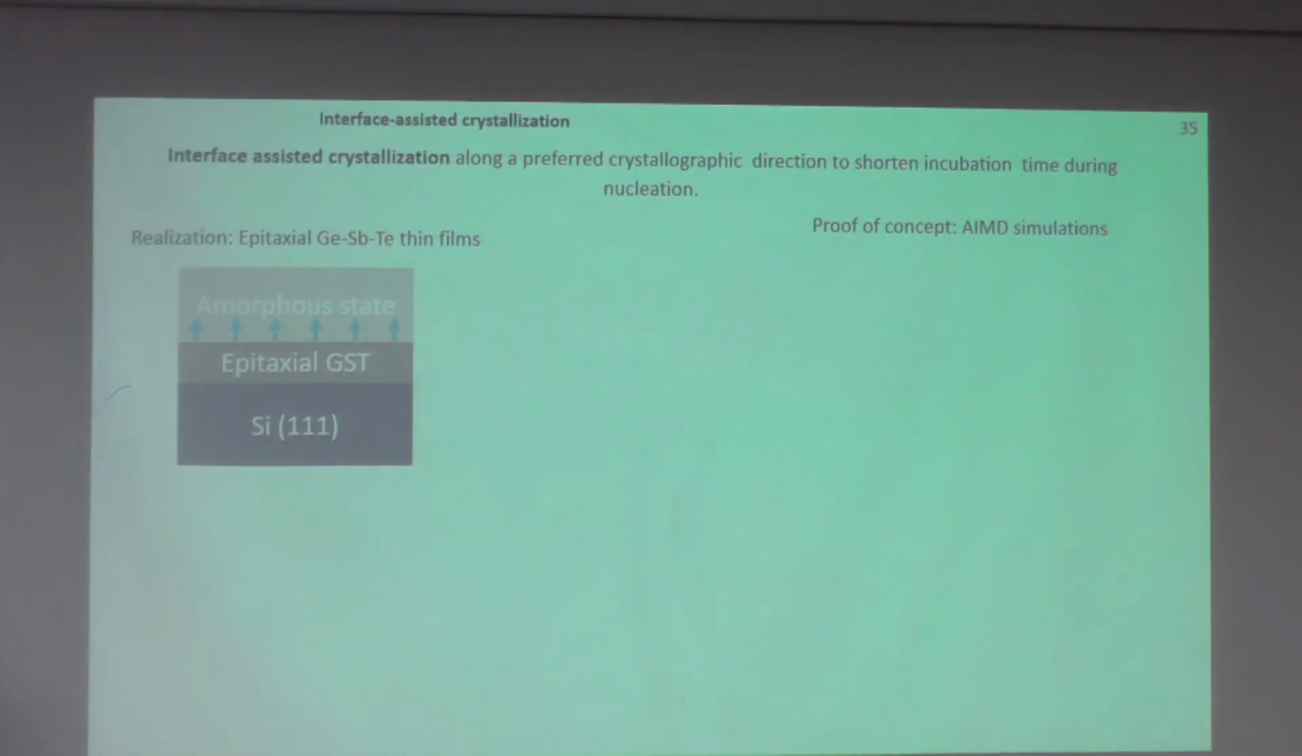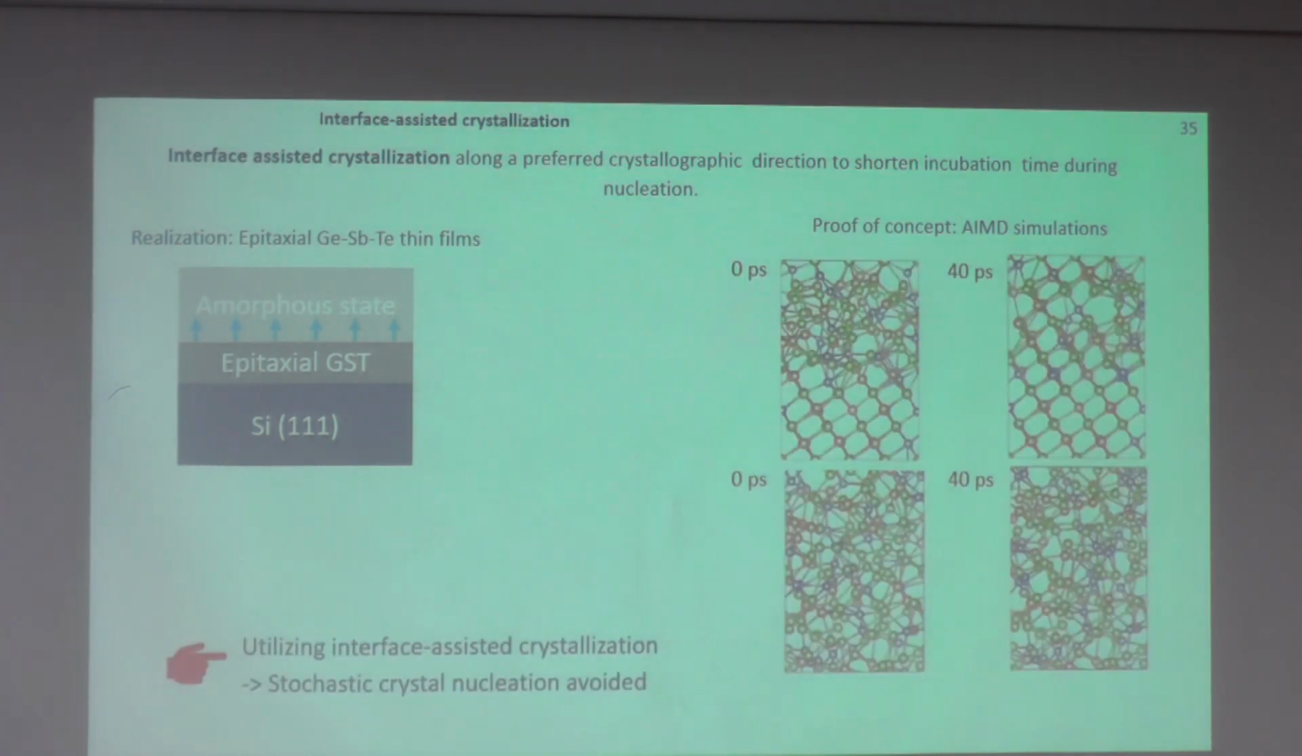I showed you already how the interfaces play a role in epitaxial crystallization of GST material. We showed already in the case of TEM that if we have a crystalline interface, we can increase the number of sites and get crystallization from the interface, which is much faster compared to homogeneous nucleation without such nucleation sites.